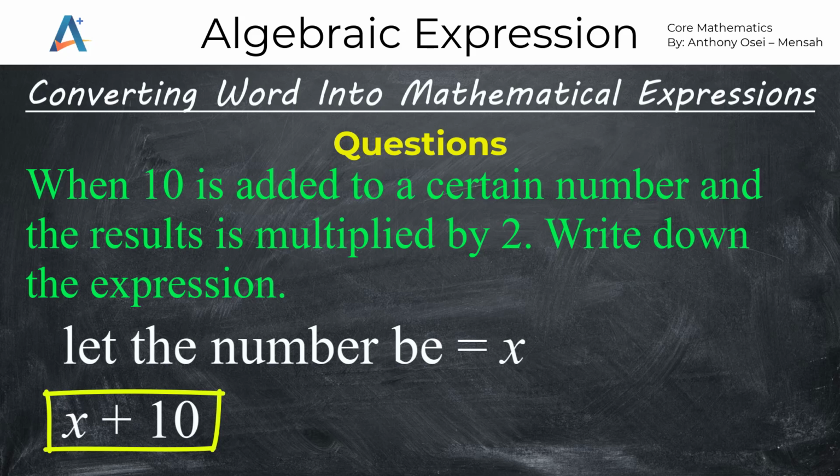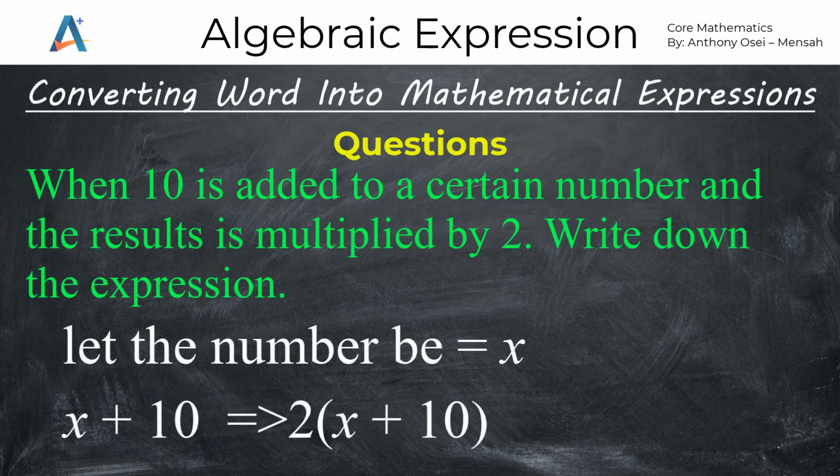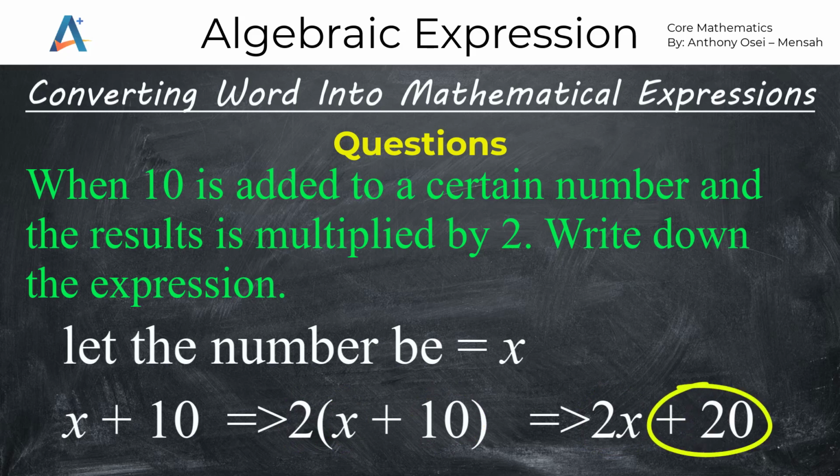Now this result is multiplied by 2. So meaning x plus 10 with a bracket multiplied by 2. Now the best way to use the multiplication sign will be the bracket. So let's expand. It becomes 2 times x, which is 2x. Now 2 times 10 will give us 20, so plus 20. So finally, the expression that we are looking for will be 2x plus 20. Thank you very much.